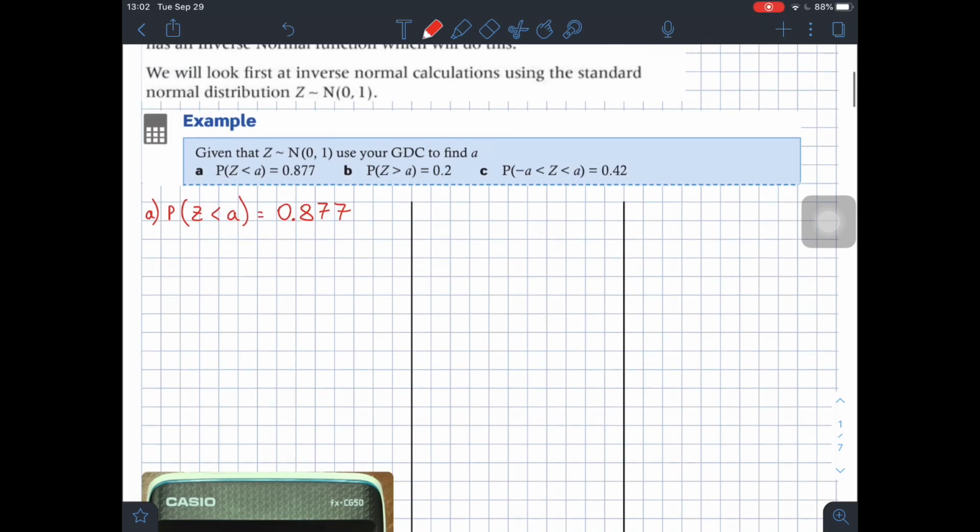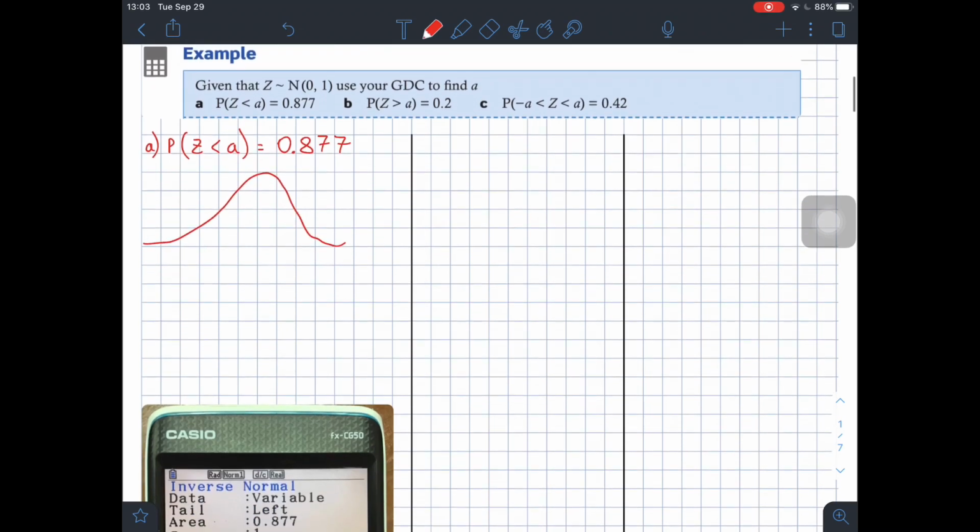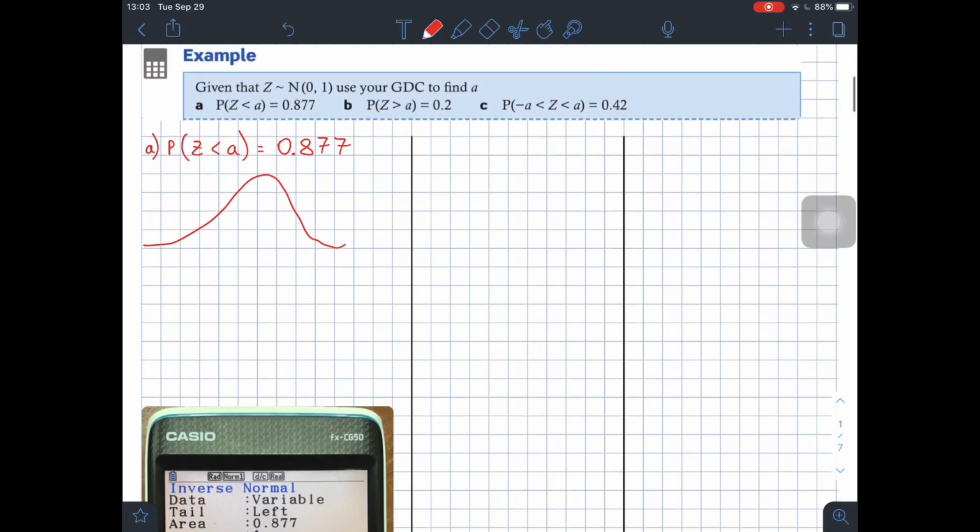If we draw a normal curve distribution, as always, it's a bell-shaped curve, something like this, right? Let me do this a little bit better. Okay, let's use this one. So if you take a look at this, we're looking for a value A, which produces an area below the curve of 87.7%, right? And we're talking that A should be a value less than that.